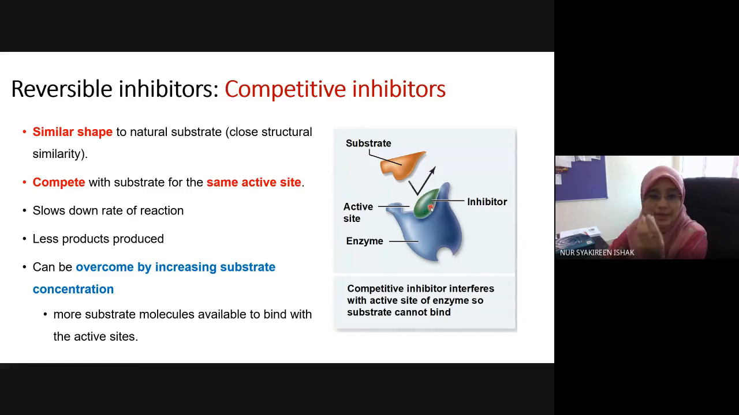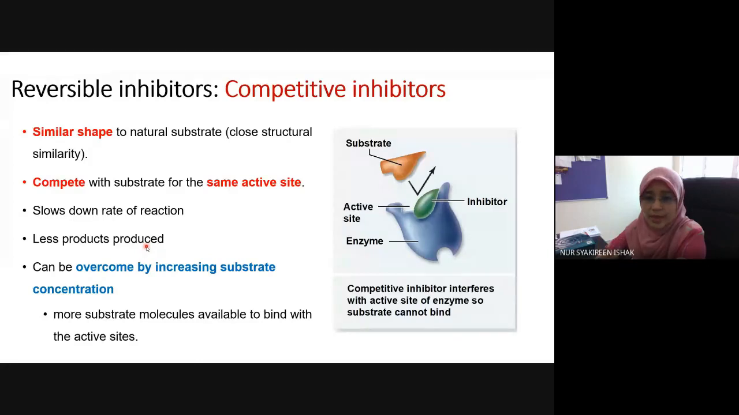For competitive inhibitors, the inhibitors will have a similar shape to the natural substrate, not the same but similar, more or less the same. Because they have a similar shape, the inhibitor will compete with the substrate to bind to the same active site. Once the inhibitor binds to the active site, it will slow down the rate of reaction and produce less products.